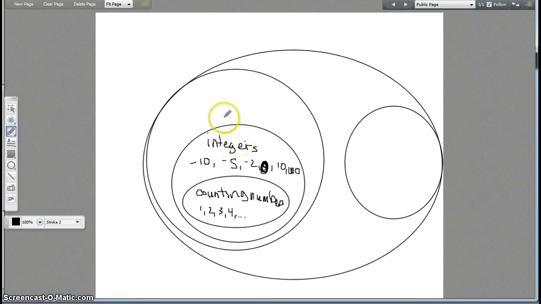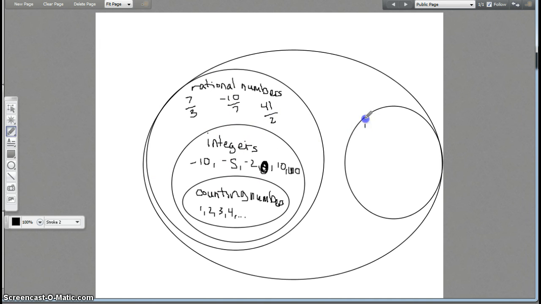And then in the next circle out, you see rational numbers. Now, rational numbers, remember, are any number that you can write as a fraction with an integer in the numerator and the denominator. So this would be like 7/3 and -10/7 and 41/2. Those would be our rational numbers.